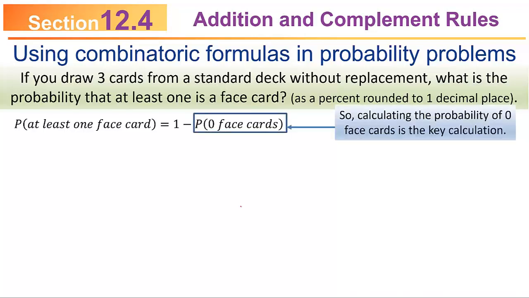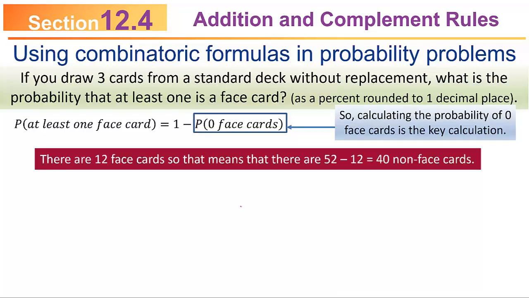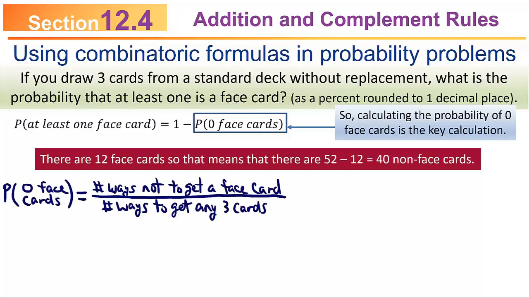Well, what is the probability of no face cards? There are 12 face cards in the deck. We've done this multiple times. So that means there are 40 cards that aren't face cards because 52 minus 12 is 40. So we think of partitioning the deck into face cards and non-face cards. There are 12 face cards. There are 40 non-face cards. So the probability you don't get a face card is the number of ways not to get a face card, in other words, the number of ways to get anything but a face card, divided by the number of ways to get any 3 cards.